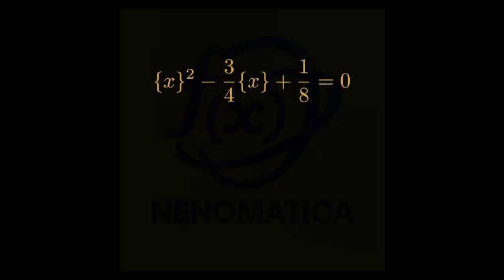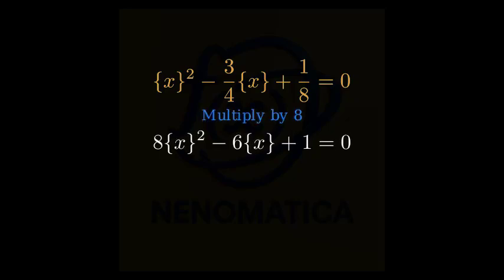Step 1. Clear fractions. Multiply every term by 8. This becomes 8 times {x} squared minus 6 times {x} plus 1 equals 0. Step 2. Substitution. Let y equal the fractional part of x. Remember, a fractional part is always between 0 and 1, including 0 but excluding 1.